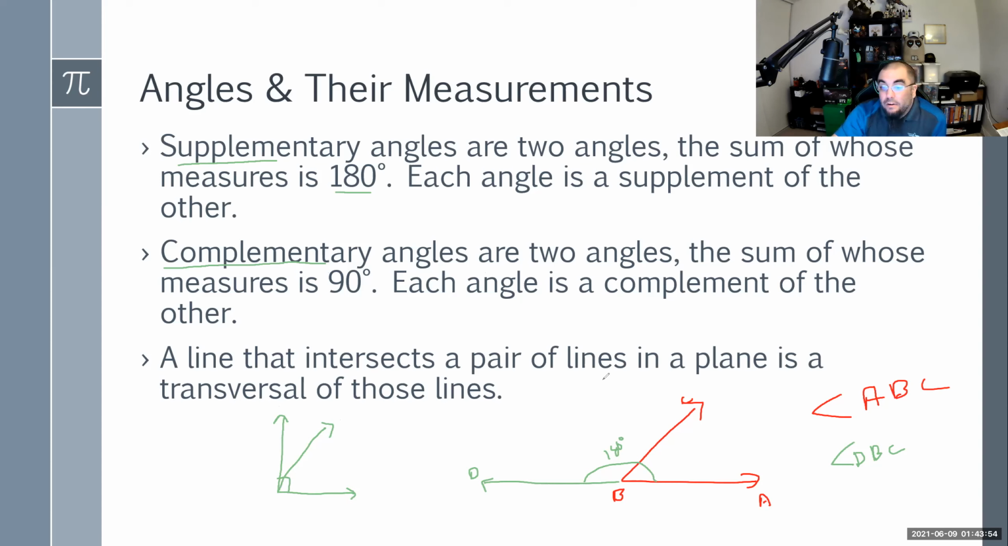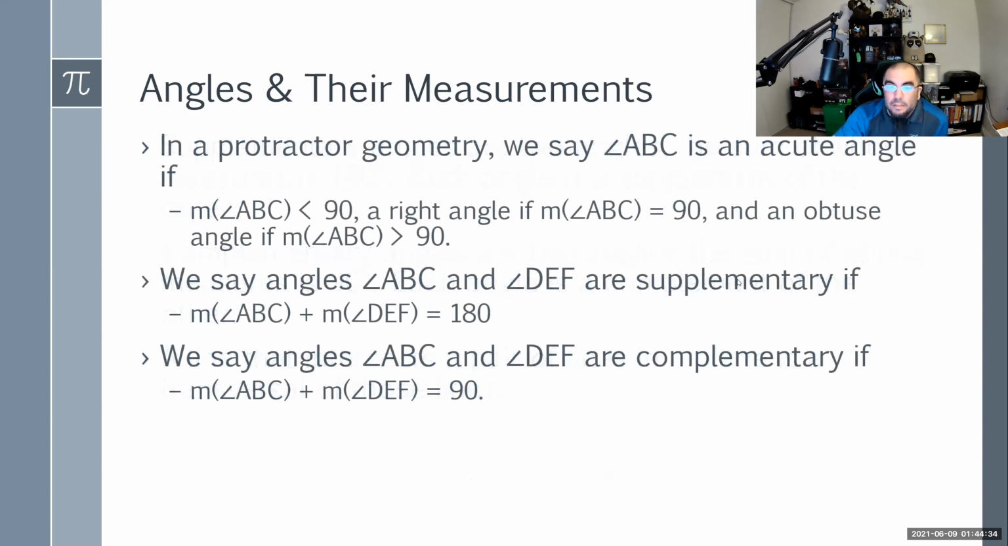When we have a line that intersects a pair of lines in a plane, it is a transversal of those lines. So if I have two lines that are going straight across, and I have a line that comes down through them, that is called a transversal line. That actually forms a bunch of different angles, right? I have angles A, B, C, and D. And I also have E, F, G, and H. And there are some math theorems that are built off of that. But that's just knowing that if a line crosses through two other lines, it's the transversal of those lines.